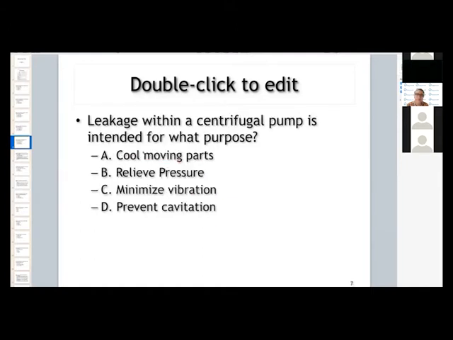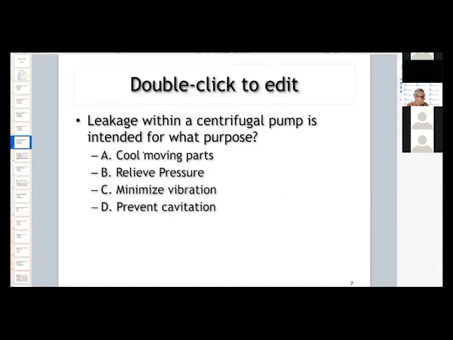Leakage within a centrifugal pump is intended for what purpose? The leakage in a centrifugal pump is to cool the moving parts in the pump, and it's used to lubricate. Relieving pressure, minimize vibration, prevent cavitation, those are not the answer.